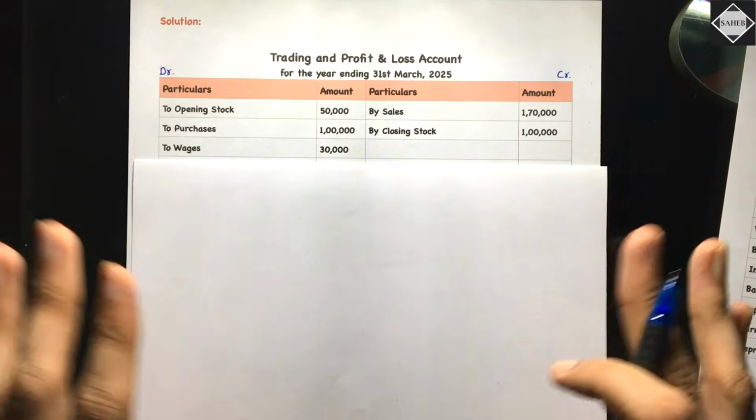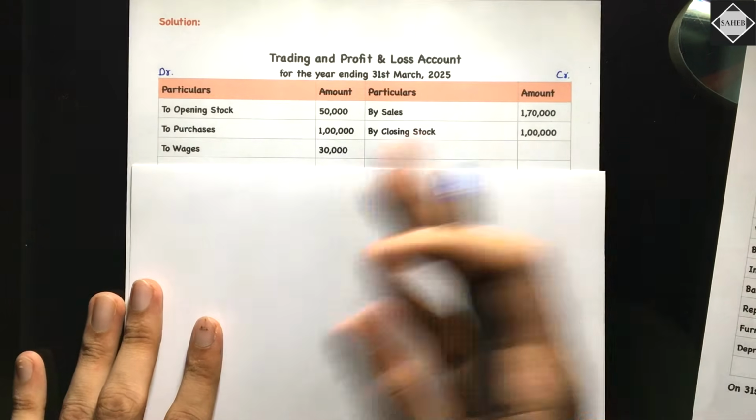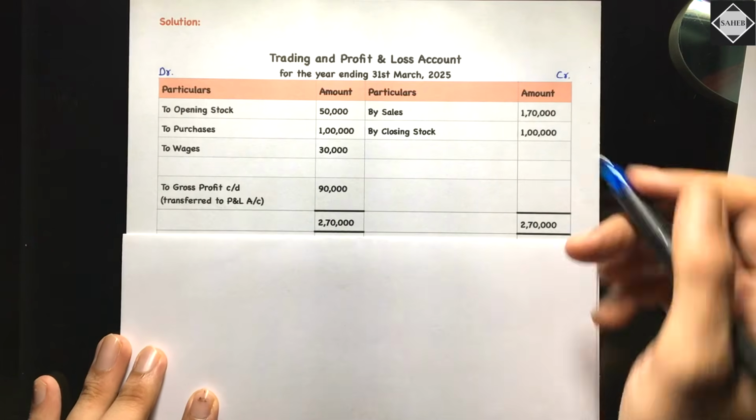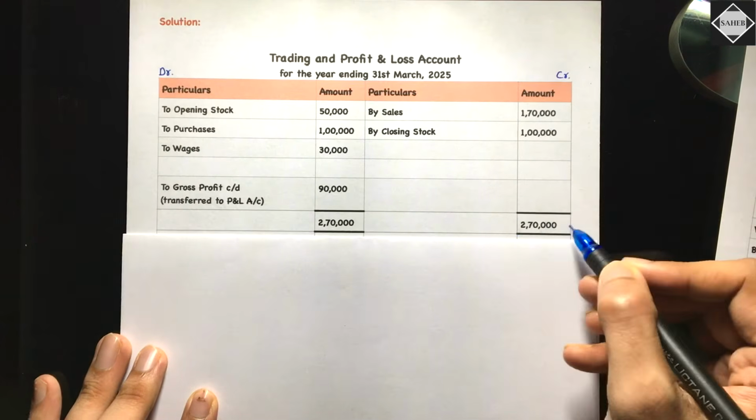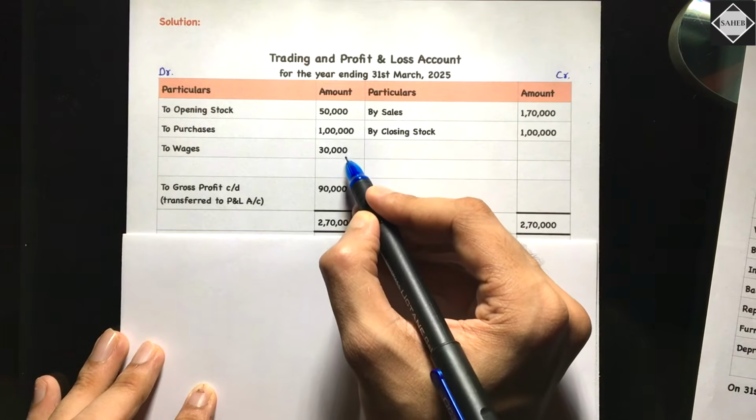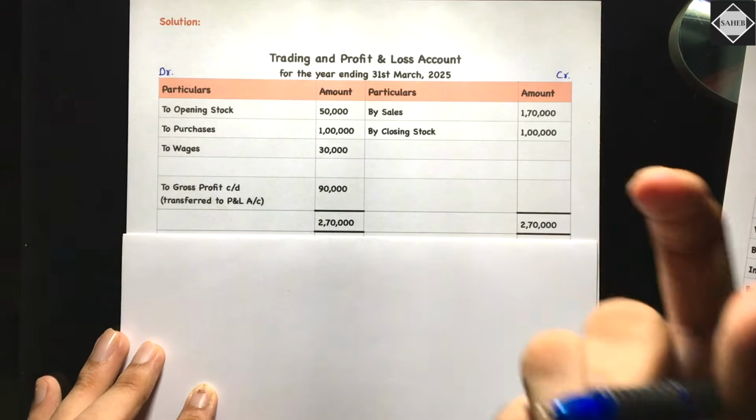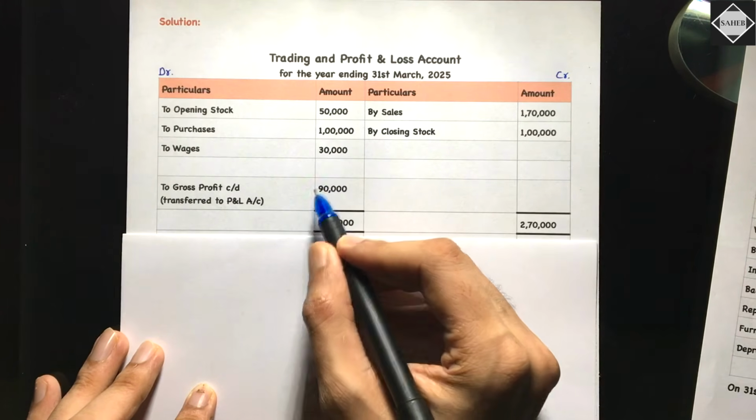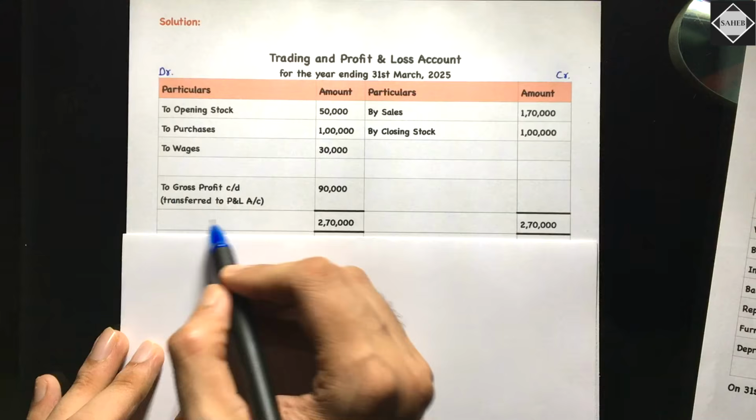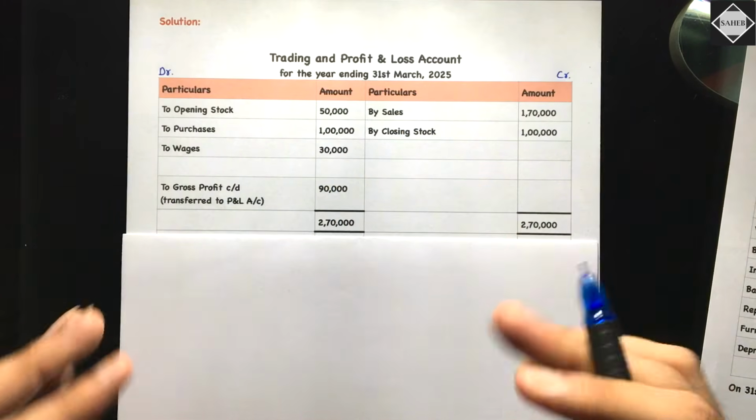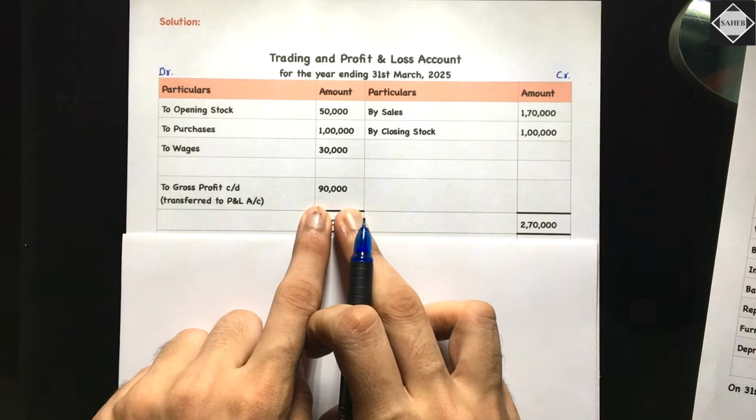Now trading account is over. What you have to do, you have to balance. How do you balance? Just see which side is bigger and write that on both the sides. 1 lakh plus 1 lakh 70, that's 2 lakh 70 on both the sides. 2 lakh 70 minus 50,000 minus 1 lakh minus 30,000. You're getting a positive figure. That means you have a profit, 90,000. Is it clear? So that's called gross profit. Just because of your trading activity, just because of buying and selling, this much profit you have earned.